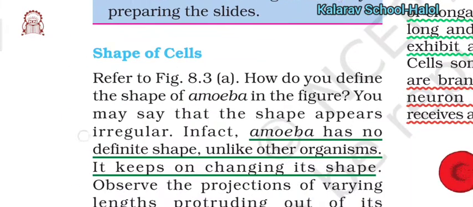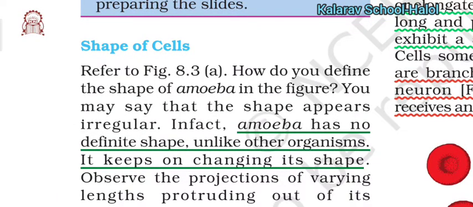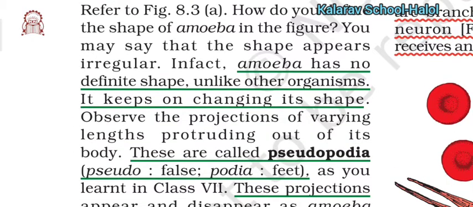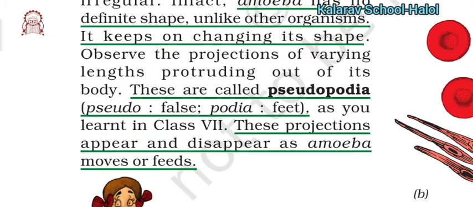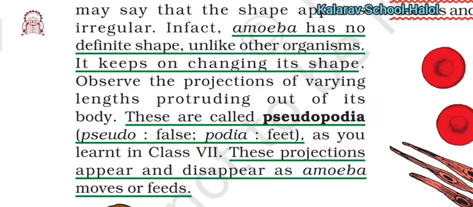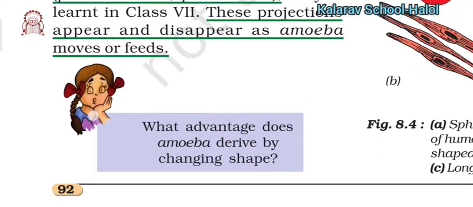Next is shape of cell. Different cells have different shapes, but the amoeba has no definite shape. Unlike other organisms, it keeps changing its shape. These projections are called pseudopodia. Pseudo means false, podia means feet. These projections appear and disappear as the amoeba moves and feeds. So we can say that pseudopodia is false foot movement. So amoeba has no definite shape.